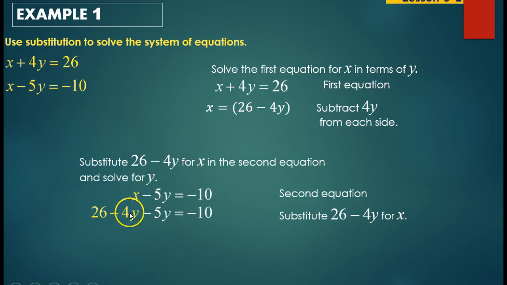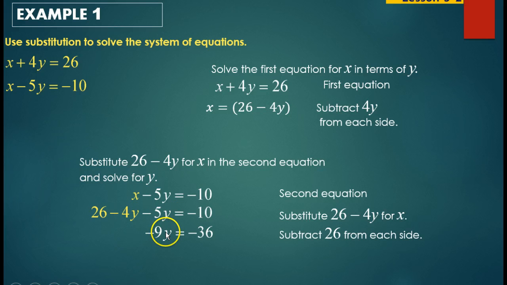We're going to substitute for the x the 26 minus 4y that we proved was equal to the x from the first equation. Now it's a simple combine like terms. We get negative 9y on this side. We subtract 26 from both sides and get negative 36. Dividing both sides by negative 9, we get y equals positive 4.